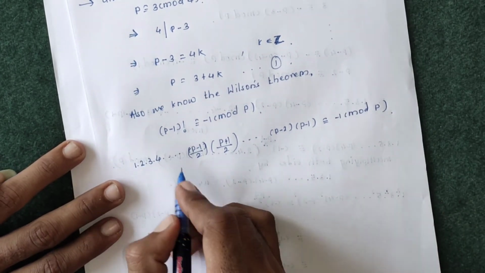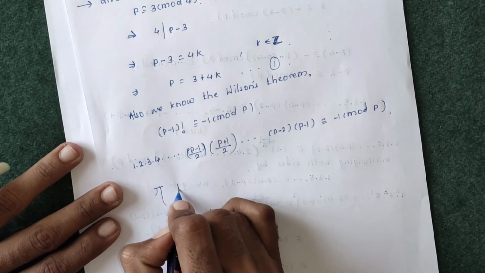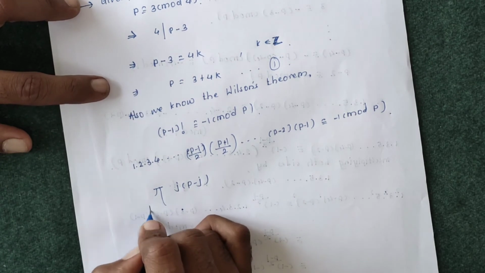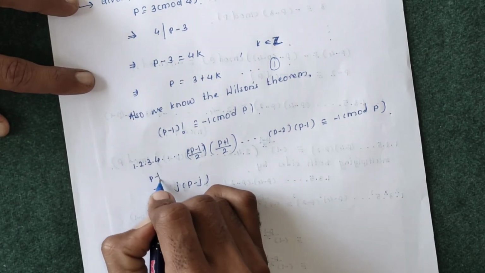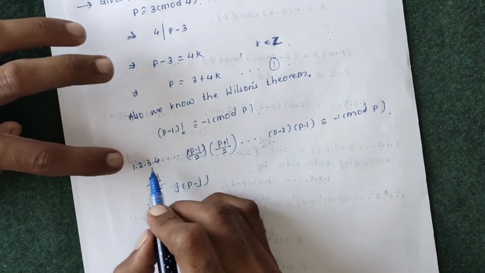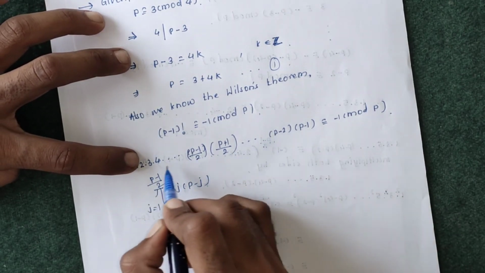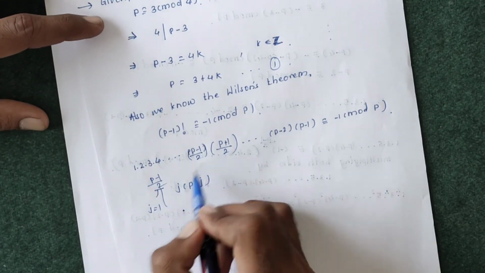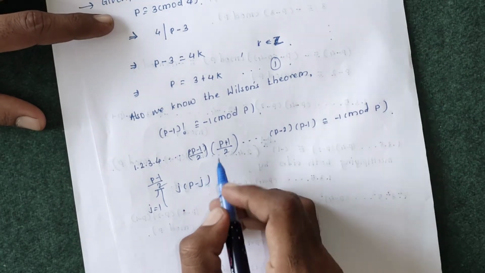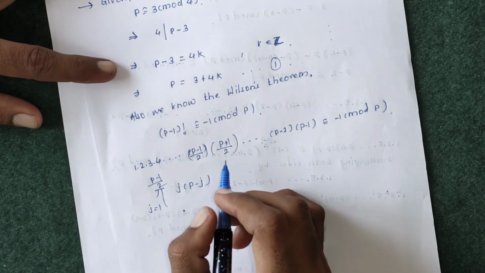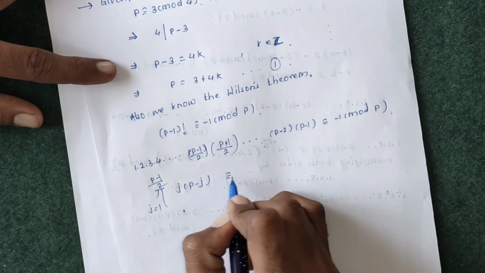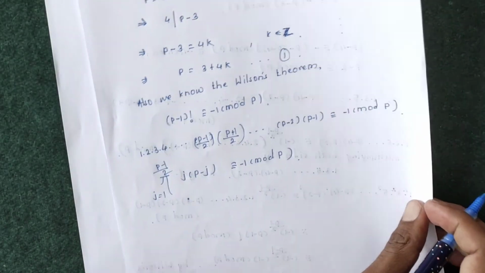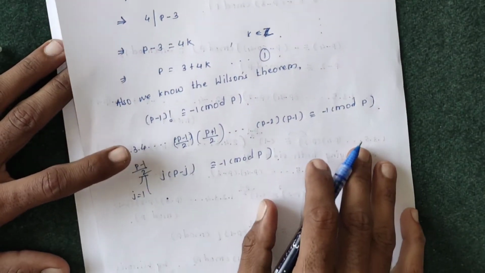So, I can write this as the product of j into p minus j, as we have seen in the proof of Wilson's theorem, with j running from 1 to (p minus 1)/2, pairing these numbers, that is 1 into p minus 1, 2 into p minus 2, up to (p minus 1)/2 into (p minus 1)/2 plus 1. So, pairing these integers, the product of these pairs is this. So, the product over j from 1 to (p minus 1)/2 of j into p minus j is congruent to minus 1 modulo p. Suppose this is equation number 2.